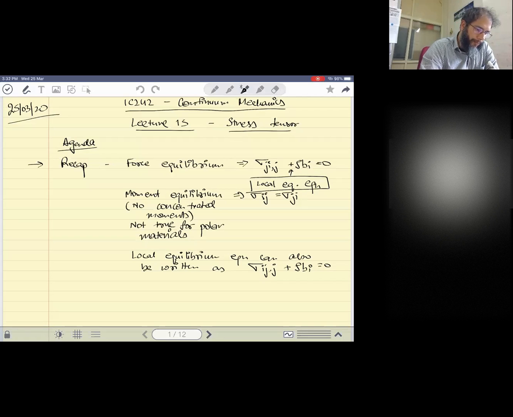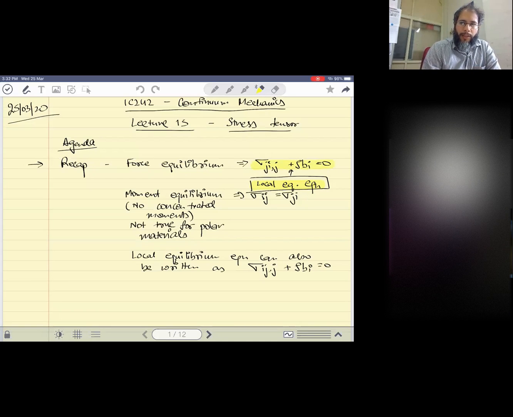In the last lecture, in terms of force equilibrium, we discussed this equation called the local equilibrium equation, which relates the divergence of the stress tensor and the body force vector Bi. The other equation we discussed was the moment equilibrium.